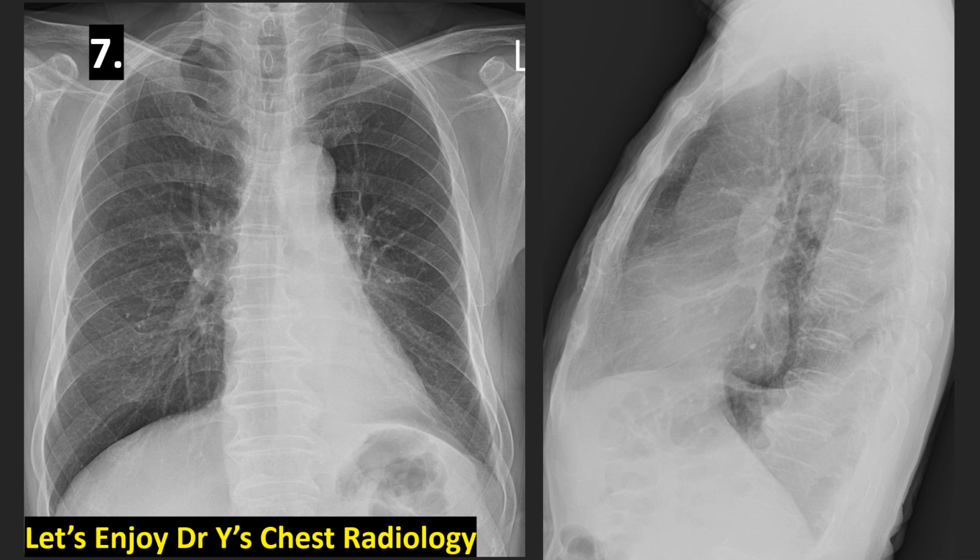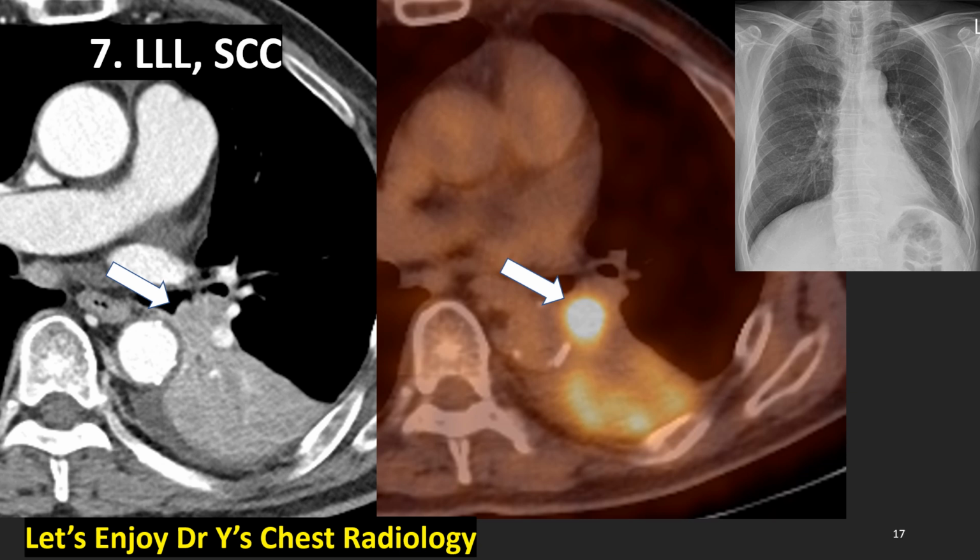We sometimes call it the positive spine sign when there is more density on the spine. These two axial images show us a left lower lobe distal bronchial tumor mass with obstruction and distal collapse. The hot uptake of PET-CT shows us where the tumor exactly is. This is squamous cell carcinoma obstructing the left lower bronchus, showing us obstructive pneumonitis of the left lower lobe.